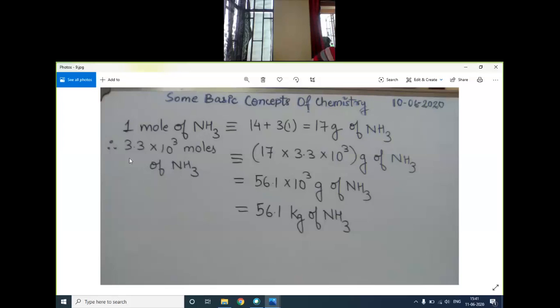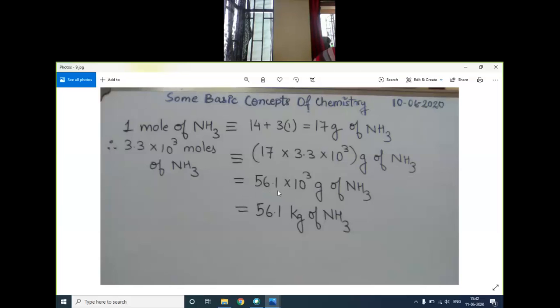We have calculated just now. We are having 3.3 into 10 to the power 3. Follow the unitary method. So 1 mole is this much. So 3.3 into 10 to the power 3 moles will be 17 into 3.3 into 10 to the power 3 gram. If we solve this, it will come 56.1 into 10 to the power 3, that much gram of ammonia.